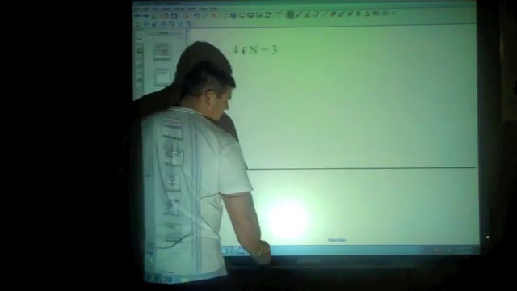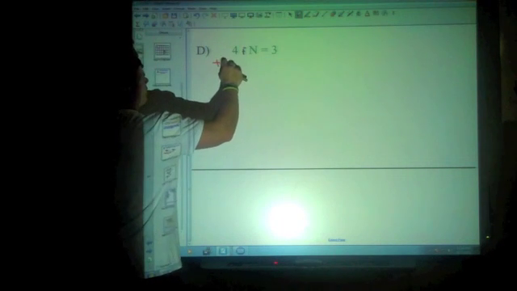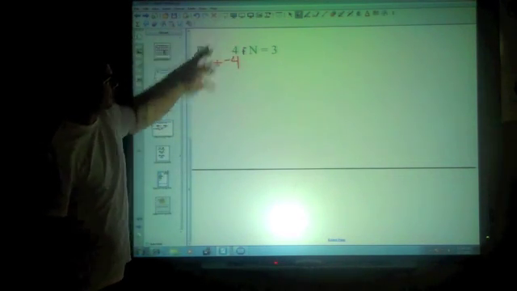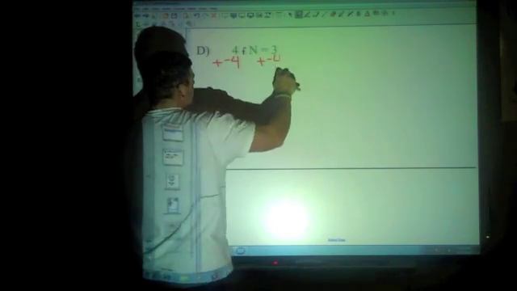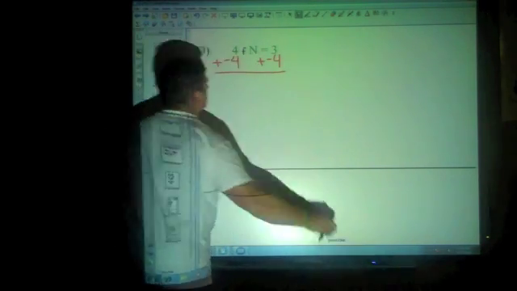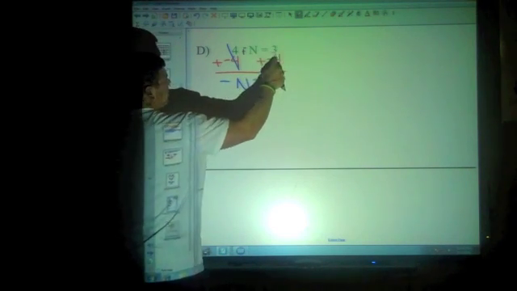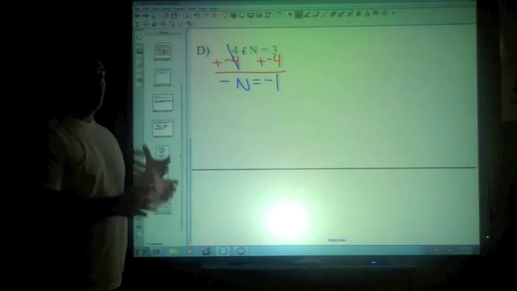So I would make that plus negative n. To get rid of a positive 4 requires that you add a negative 4 so that they're opposites of each other. Now what you do to one side you must do to the other. So the 4 and the negative 4 cancel out. You have negative n. 3 plus negative 4 is negative 1. But we don't want negative n.